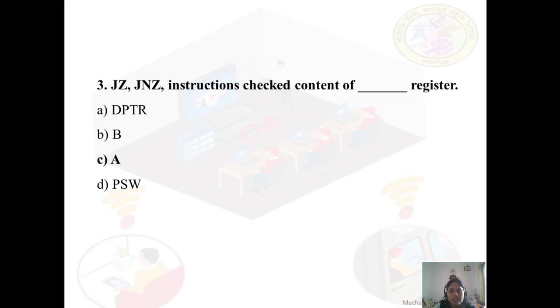JZ, JNZ instructions check the content of dash register. Which register will it check? Is it DPTR, B, A or PSW? This also I have mentioned. It will check the content of the accumulator register, that is your A register.